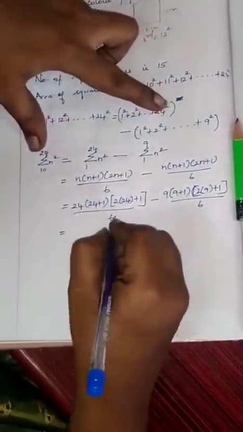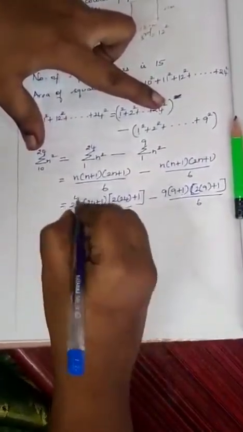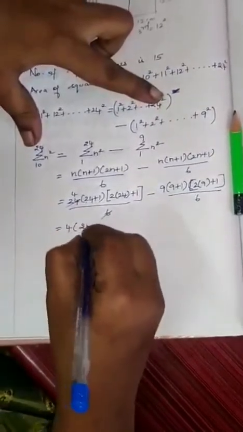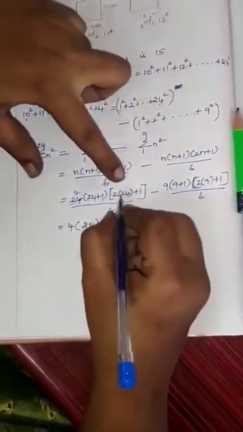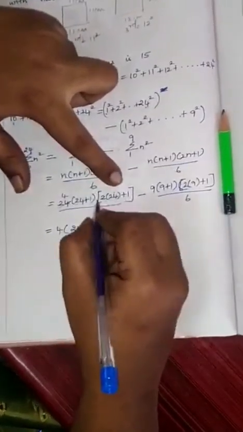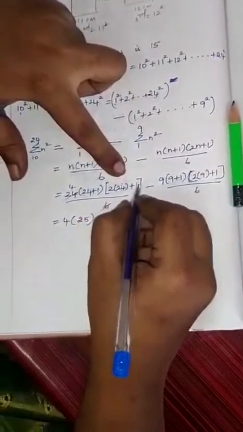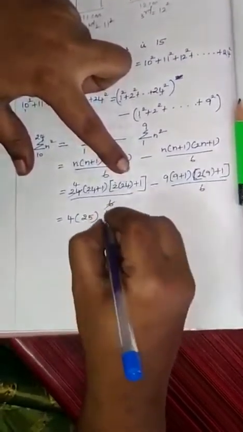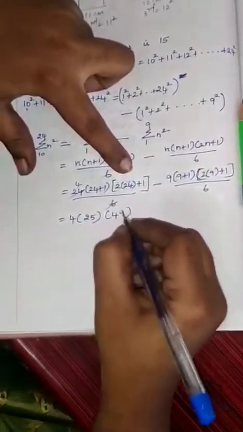So now cancel this. 6 4s are 24. So 4 into 24 plus 1 is 25. Now already I have taught you, first do the multiplication then add. Don't add and multiply. First multiplication then addition. Okay. So 2 into 24 is 48. 48 plus 1 is 49.